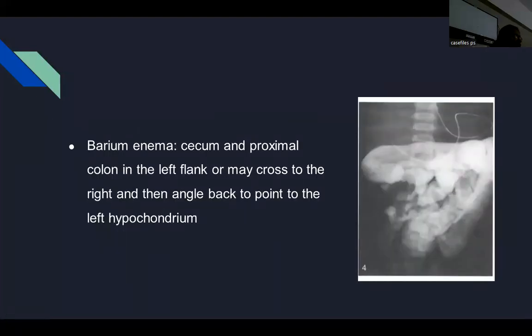Again, barium enemas in the patients where the upper GI contrast study is not conclusive, some of the centers have done a barium enema in these patients, where they have found that the cecum and the proximal colon will be in the left flank, or it may cross towards the right side and then angle back towards the left hypochondrium. However, this cannot be conclusive of malrotation.